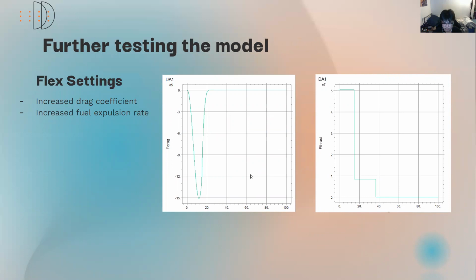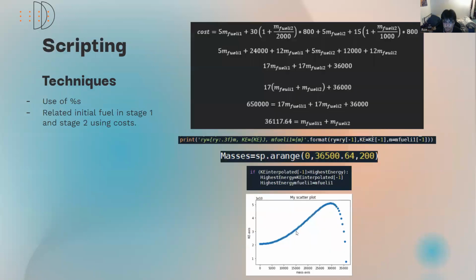Increasing the drag coefficient showed that the drag scaled at a rate of 10 to the 5 compared to 10 to the 4, as expected. Increasing our rate of change of fuel mass for each stage showed a thrust that scaled at 10 to the 7 compared to 10 to the 6, as expected.